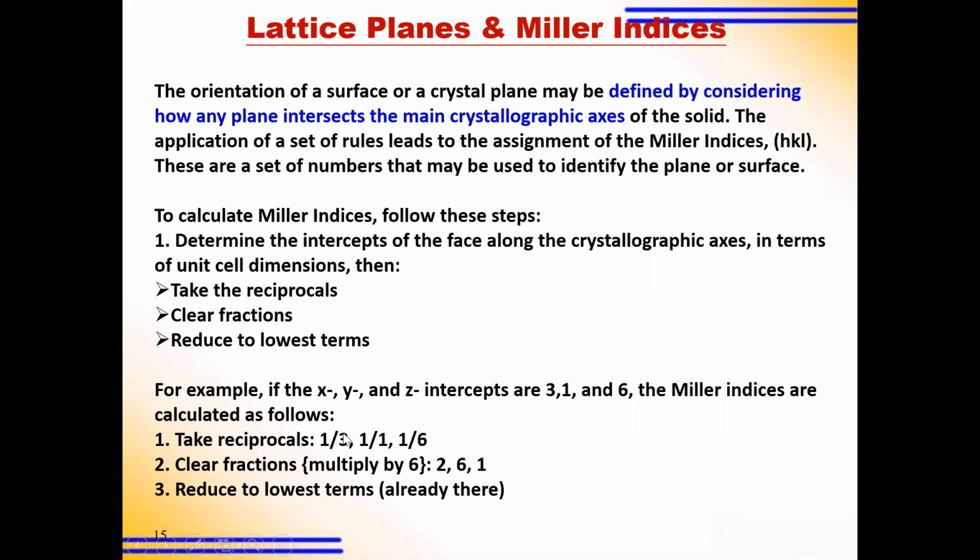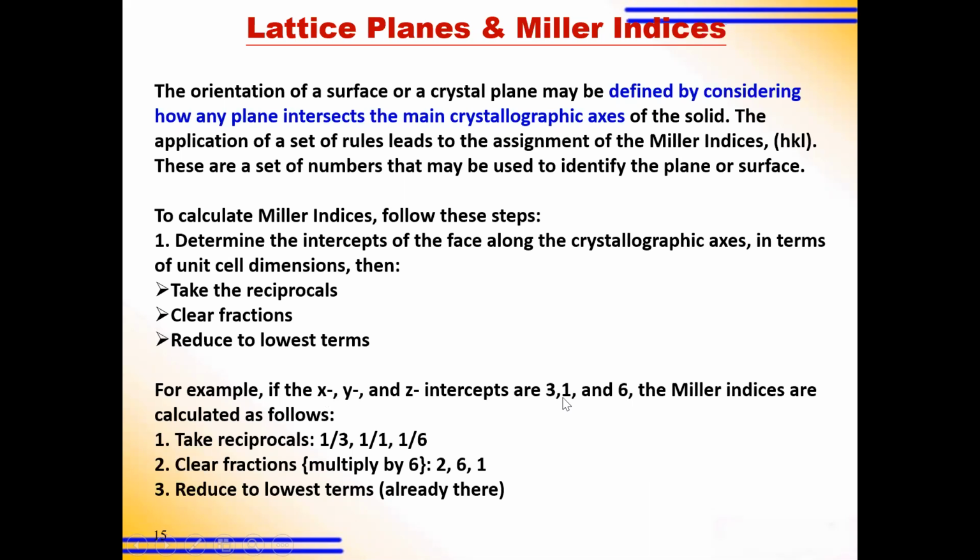त्याचं example आपण घेतलंय की suppose x, y and z हे intercept आहे and that intercepts are 3, 1 and 6. हे x 3 आहे, y 1 आहे आणि z 6 आहे. तर मिलर इंडायसेस कसे calculate करायचे, त्याचा reciprocals घ्यायचा, 1/x होईल, 1/y होईल, 1/z.